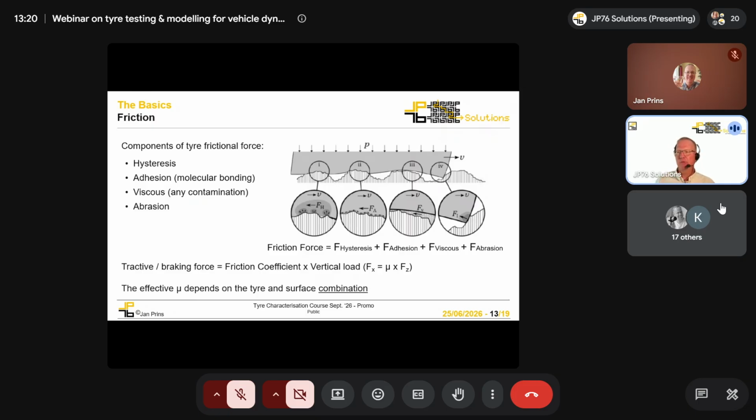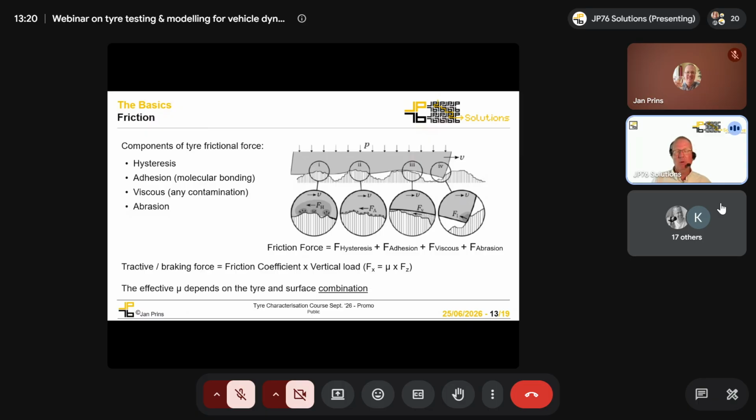And there's different components of friction on this slide. There's 4 listed. The first 2 are the major ones. The viscous one only comes into play if the surface is wet or covered in snow or other such kinds of contamination. The abrasion one is a relatively small factor. If you talk to experts on friction, there's actually a lot more friction factors, but they all get sort of diminishing in importance.